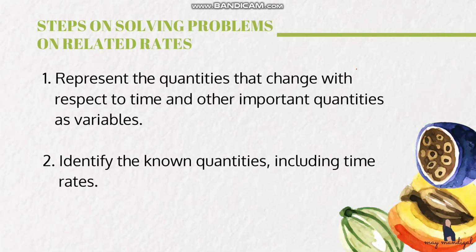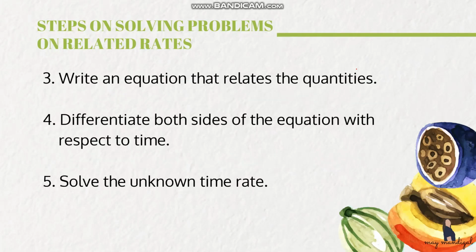So here are just some of the steps that we have to follow whenever we solve problems on related rates. First, we represent the quantities that change with respect to time and other important quantities as variables. So you have to identify first what are the variables that are involved in the said problem, and you represent those quantities that change with respect to time. After that, identify the known quantities including their time rates. It's also important that you know what is the missing quantity.